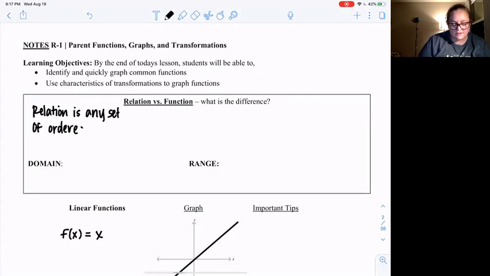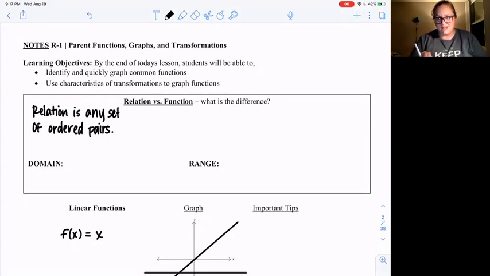Now you want to consider the fact that a relation can have various ordered pairs. So you can have 0, 1. You could have 1, 1. You could have 2, 1. You could have various things that all give you y equals 1. And so when you have various x values equaling the same y value, it doesn't make sense as a function because it's not what we call one-to-one. And so we consider it a relation because it's a relationship between sets of information.